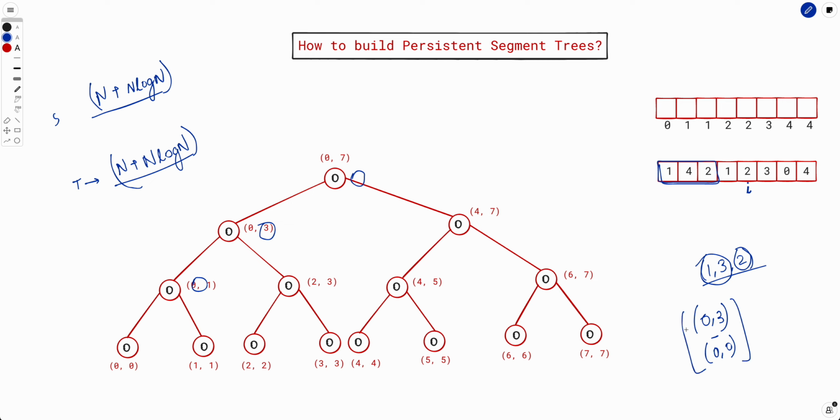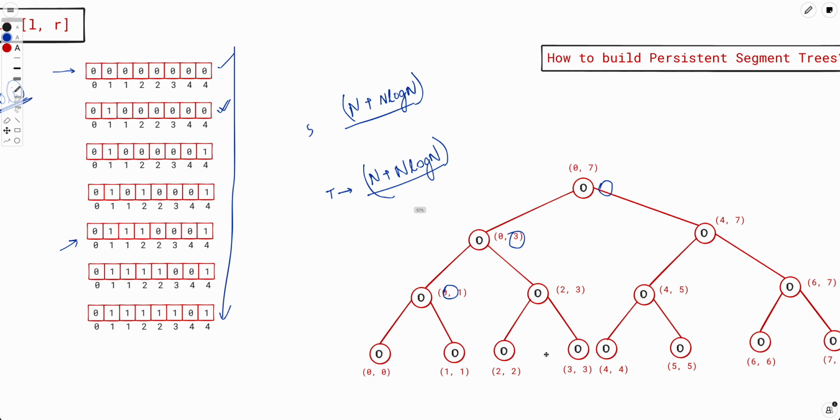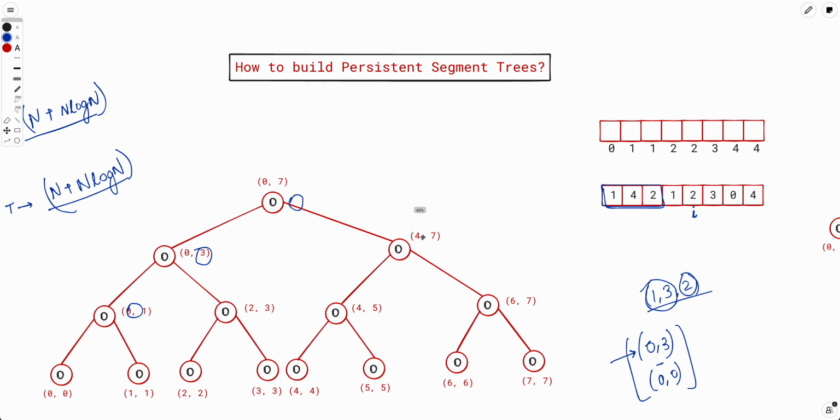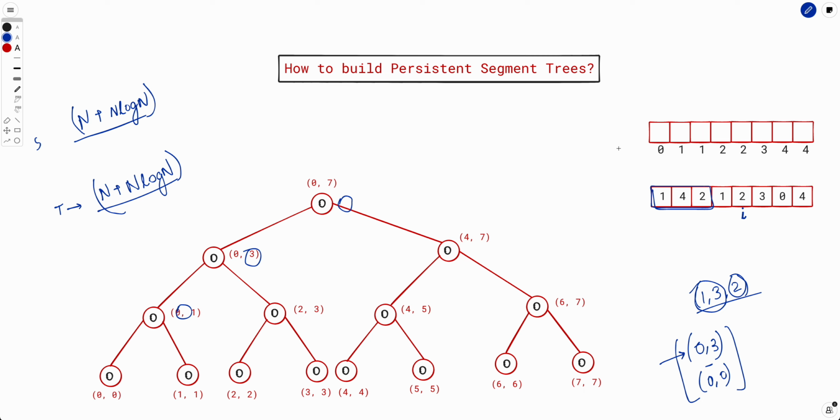So for the first one, the number of elements greater than 2 in the range 0 to 3, we will simply go to the third segment tree. We know that the third segment tree would be storing a version of this array, right? And we need to find the number of elements which are greater than 2. So we'll simply do a range sum in this particular range.